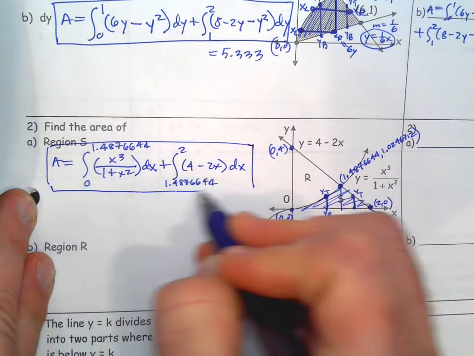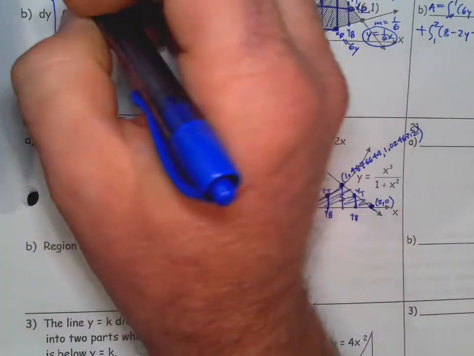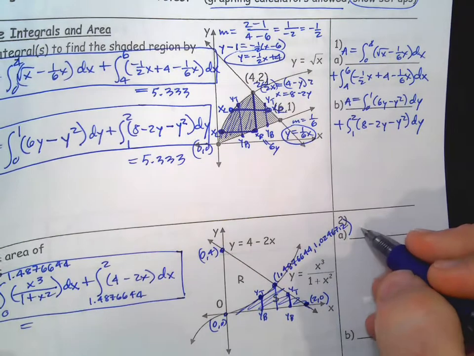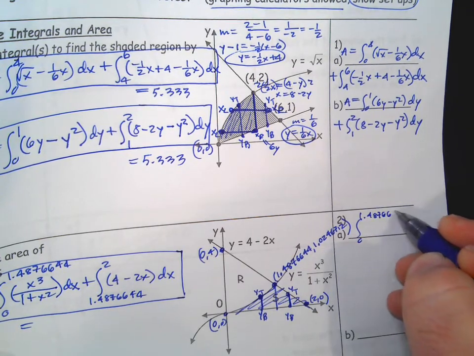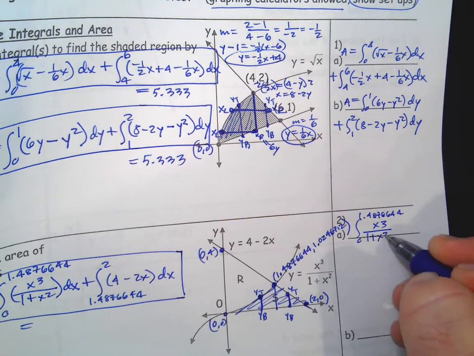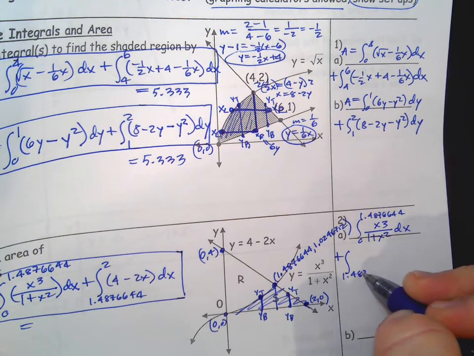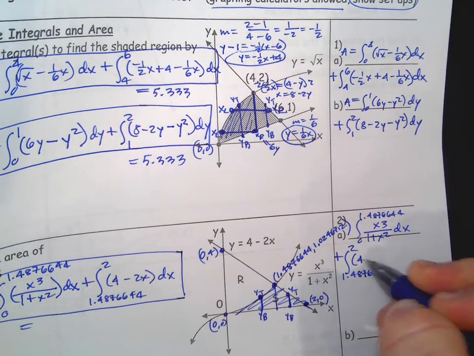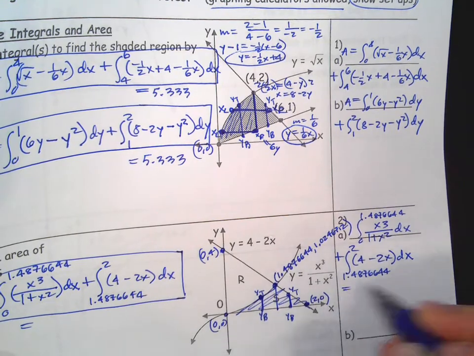And we are going to calculate it as a decimal. It did say to find the area, not just set it up. Sometimes they just say set it up. So we can write this in our answer column: 0 to 1.4876644, x cubed over 1 plus x squared dx plus 1.4876644 to 2, 4 minus 2x. You definitely need parentheses around this 4 minus 2x, multiple terms, dx. Okay, and then we're going to calculate it.